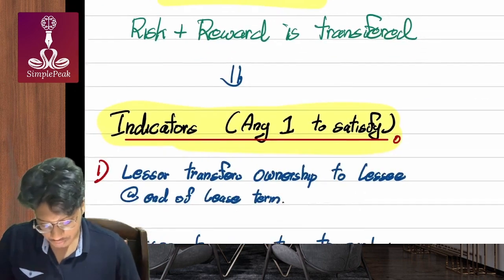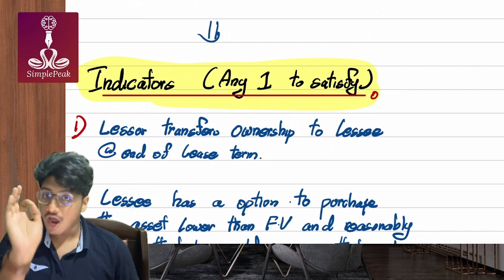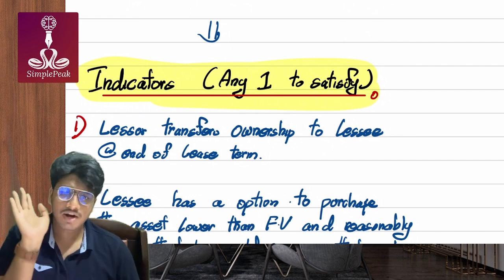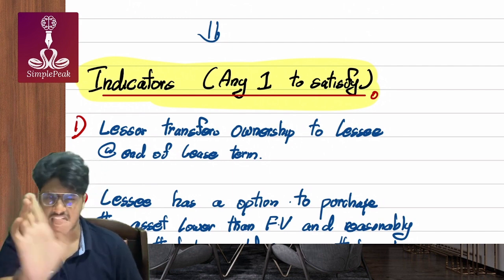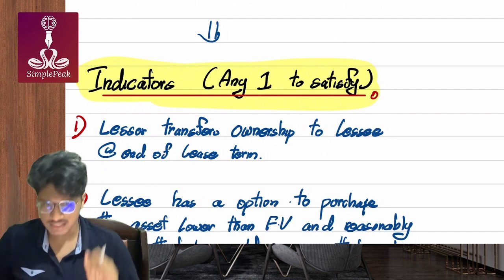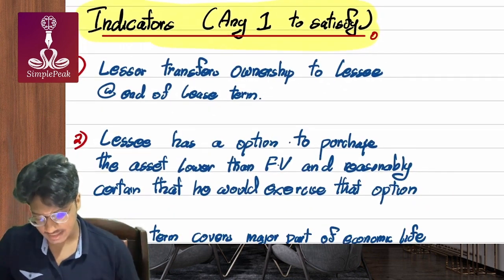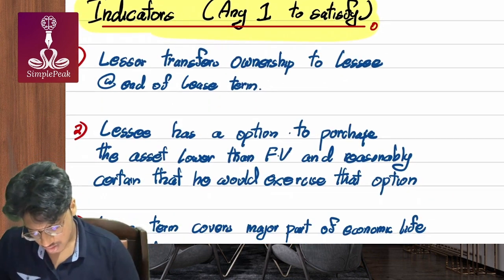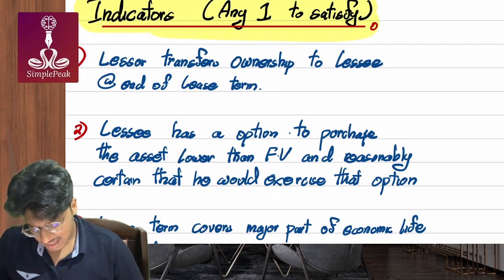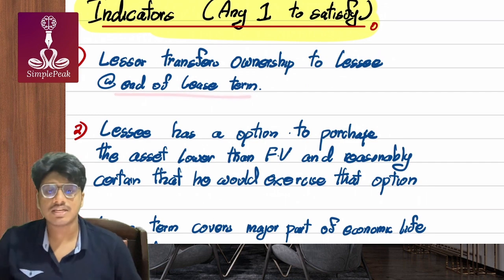The indicators I mentioned: out of the 5 indicators, if any one is satisfied, it is a finance lease, else it is an operating lease. Based on that, we will do the accounting. That is the applicability of AS 19. So, any one of the indicators should be satisfied. The first one is that the lessor transfers the ownership to the lessee at the end of the lease term.